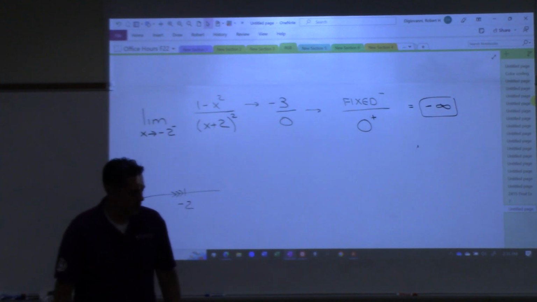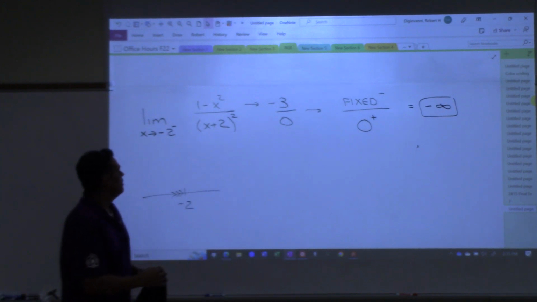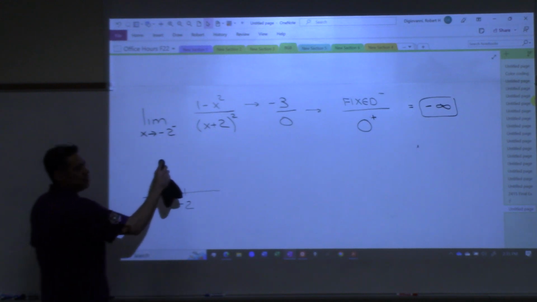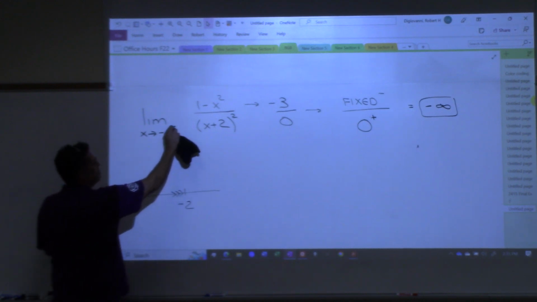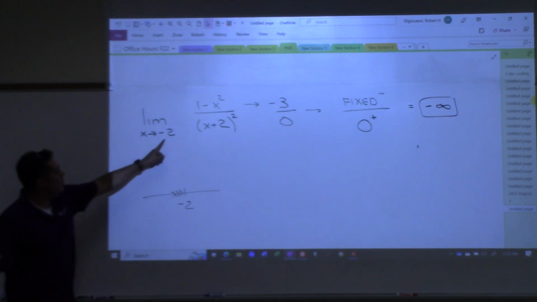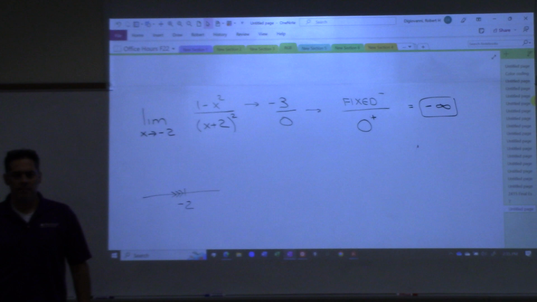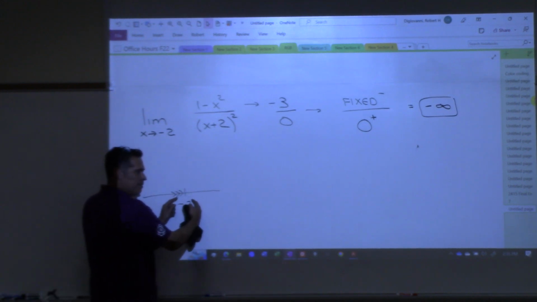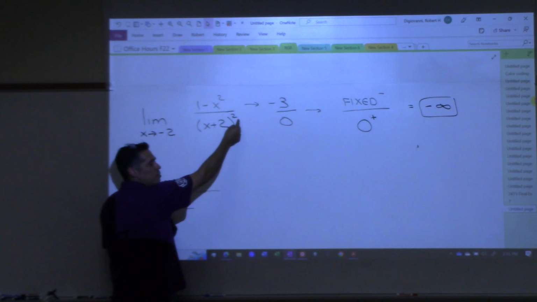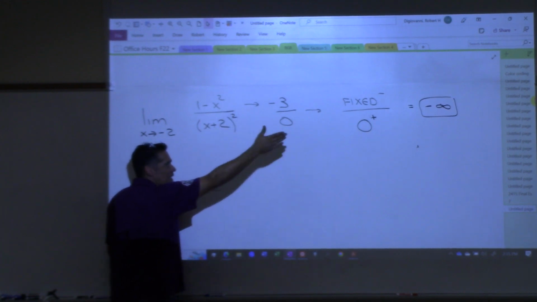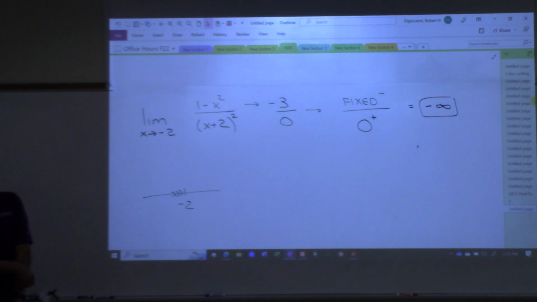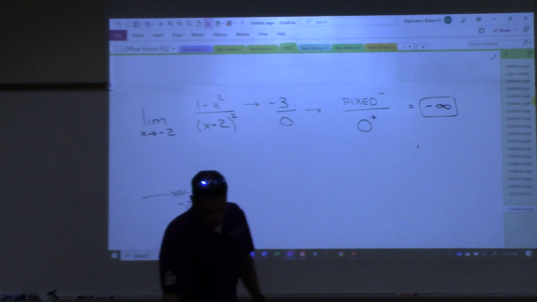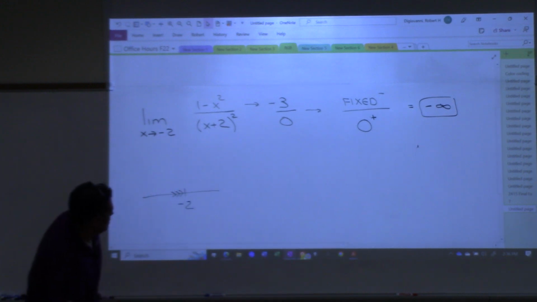You understand? Let me ask you, would this change the answer at all if I take away coming from the left? Now you have to check both sides, don't you? But it won't matter which side I come from, because again, this right here is going to get squared. So I'm always going to have a positive on the bottom. So that would have no impact on the answer. It would still be negative infinity. Okay, let me get to the notes.